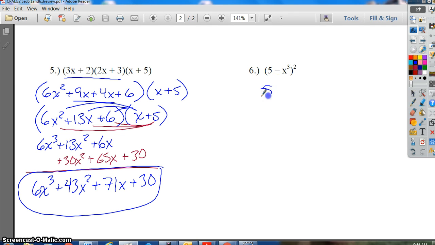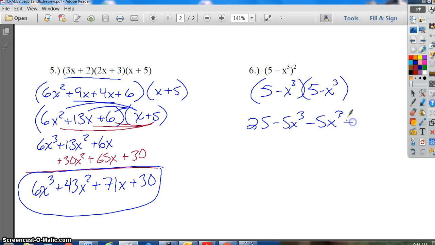All right, last but not least, best practice, guys, when you go to multiply this out, write it twice. Don't do it in your head. Now you can FOIL. This is 25 minus 5x cubed minus 5x cubed plus x to the 6th. 3 plus 3. Add the exponents when you multiply. So put it in standard form. X to the 6th comes first. This is minus 10x cubed plus 25.